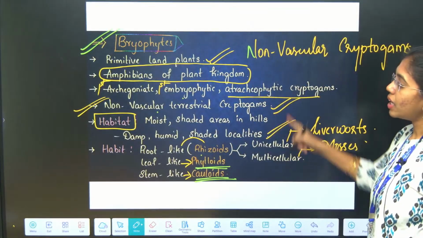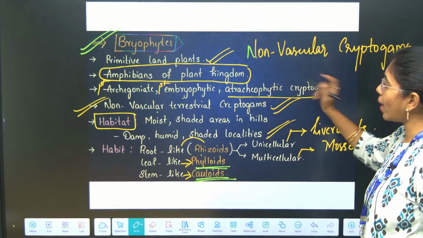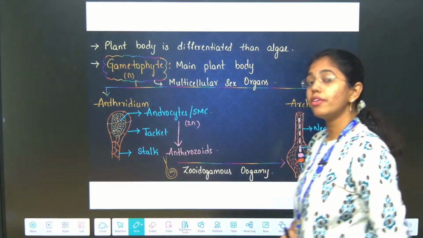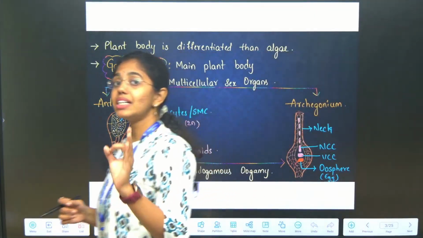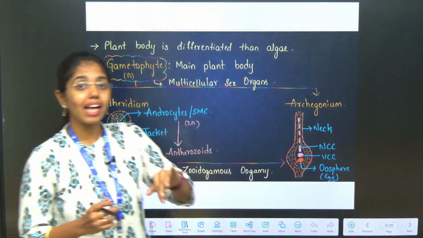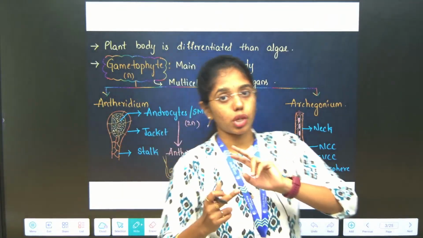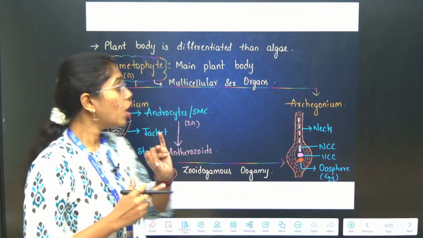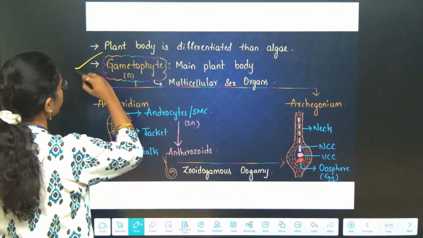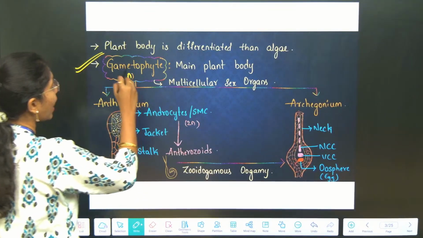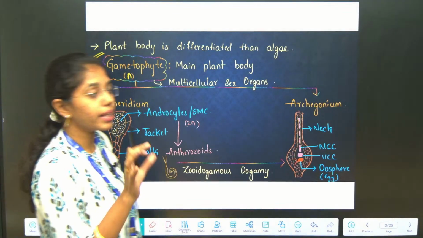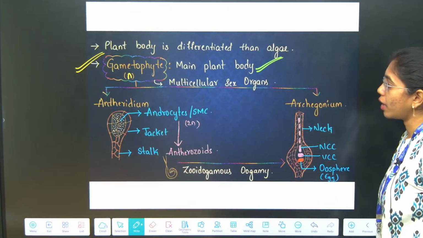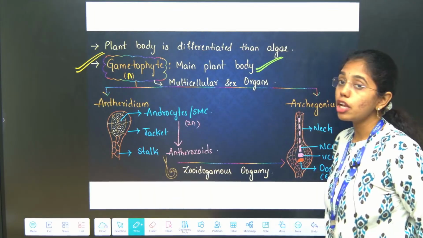Any doubt anywhere? Just take a screenshot of this if you want. Very important slide. The plant body is more differentiated than algae, but it does not have true root, stem and leaf. It has root like, stem like, leaf like structures. Root like what? Rhizoids, stem like cauloids and leaf like phylloids. Here the gametophyte is haploid, and gametophyte is the main plant body in the bryophytes. They have multicellular sex organs.